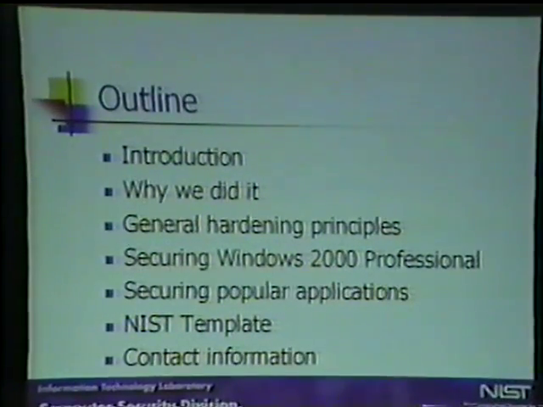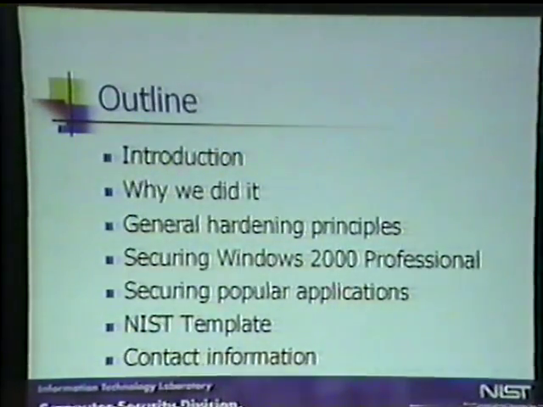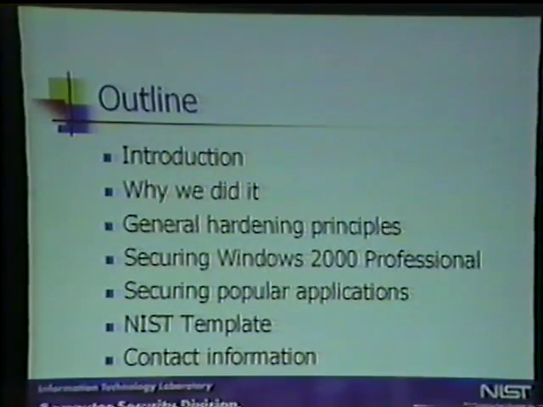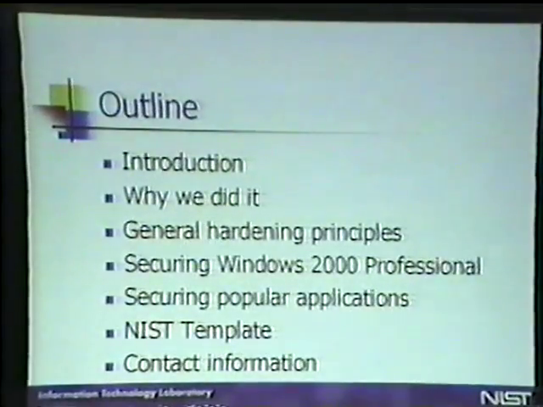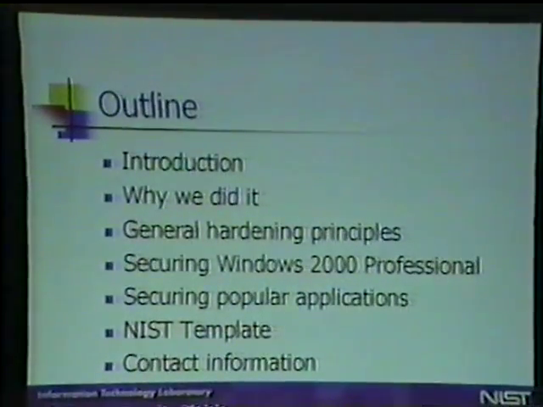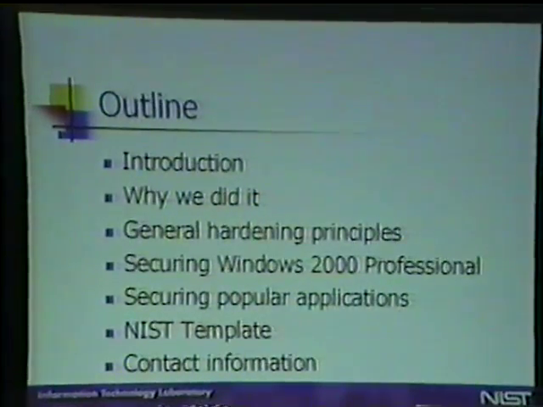The outline of our briefing: we go through our introduction about who NIST is and why we did the document. I went into most of that then. General hardening principles that we use throughout the document. Securing Windows 2000 Professional, we'll go into a brief overview of what's in the document about securing Windows 2000. Some of the popular applications that we included in the document. The NIST template itself and what changes are in our template from the NSA template, sorry, and our contact info.